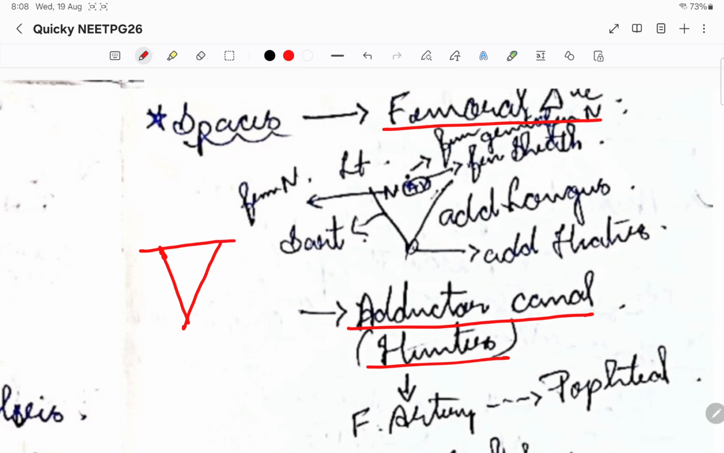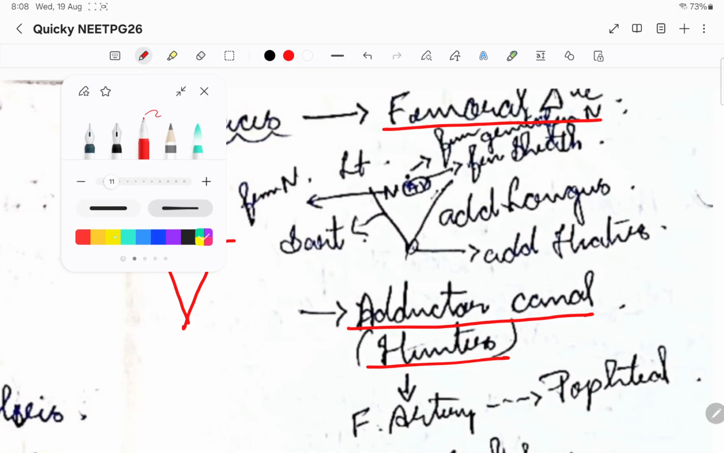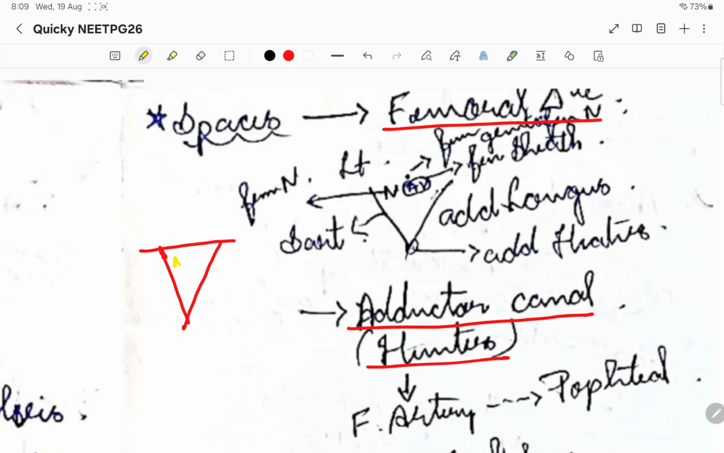This is the triangle that will be formed. Then, with respect to the contents of the femoral triangle, all you have to remember is that there is a nerve, the femoral nerve, then an artery called the femoral artery, and a vein called the femoral vein. NAV. So remember it that way: VAN from the medial side or NAV from the lateral side. Whichever is easier for you, remember it that way, NAV or VAN.